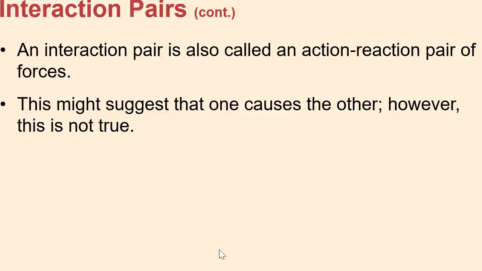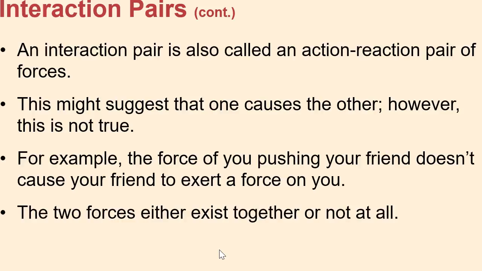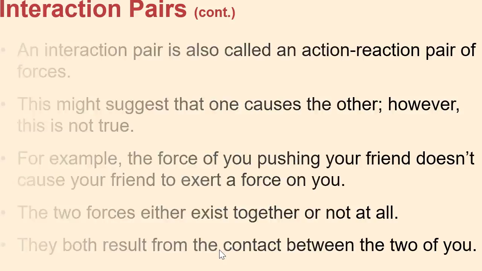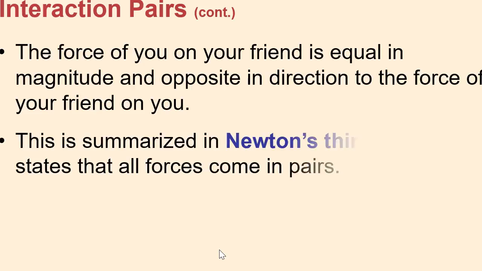However, this doesn't mean that one force causes the other force. If anything, one force results in another force. For example, if you push on a friend, it doesn't mean that you're causing your friend to exert a force on you. However, the result is that your friend will be exerting a force on you. The two forces either exist together or they don't exist at all, and they're the result of the contact between the two of you. The force you and your friend have is equal in magnitude, opposite in direction.